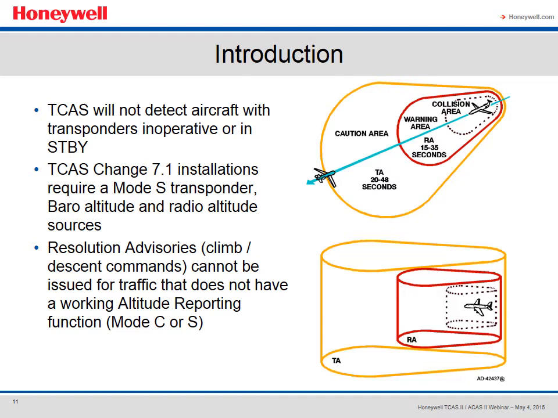TCAS advisories are based on time. And we've depicted those time-based boundaries of the caution, warning, and collision areas on this slide. Note the perimeter of the caution area is 20 to 48 seconds from the time the intruder would penetrate the collision area, while the warning area perimeter is 15 to 35 seconds from the time of collision area penetration.